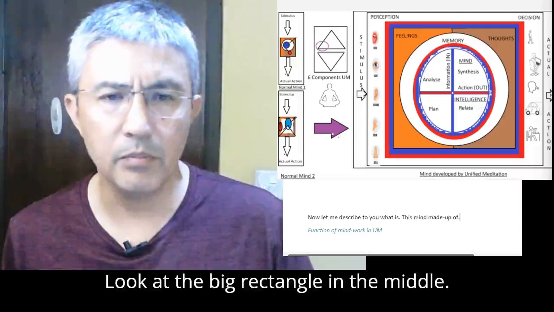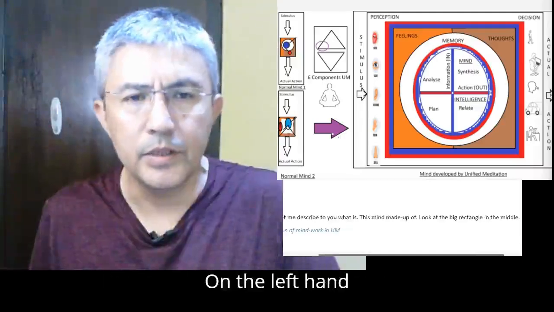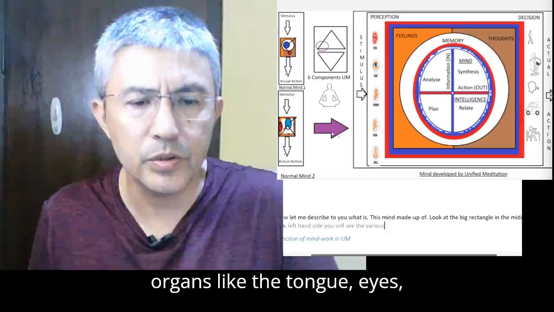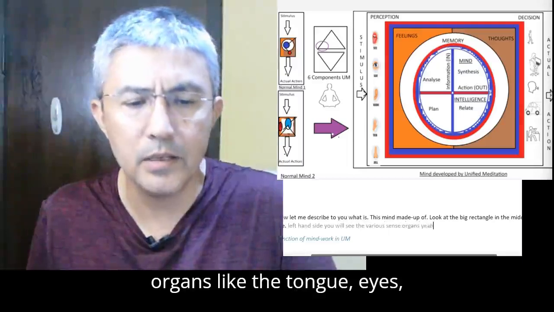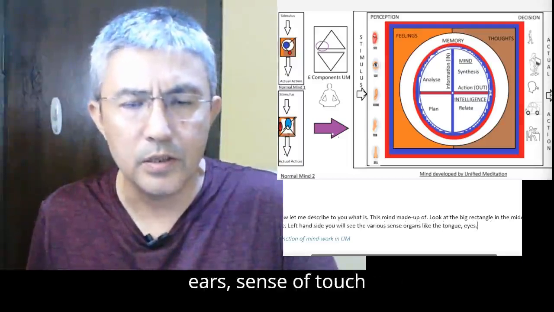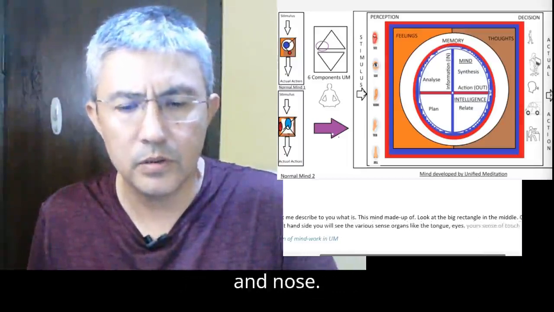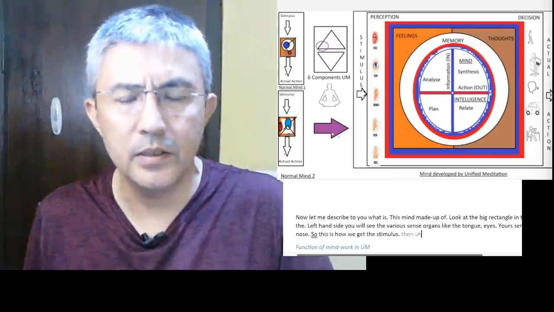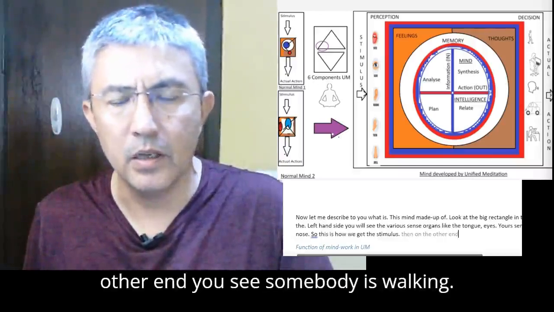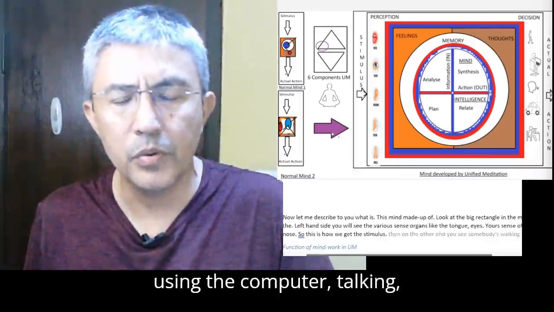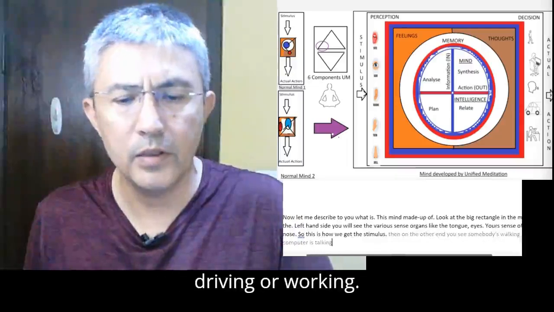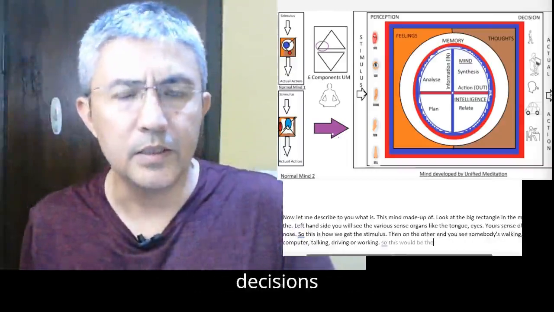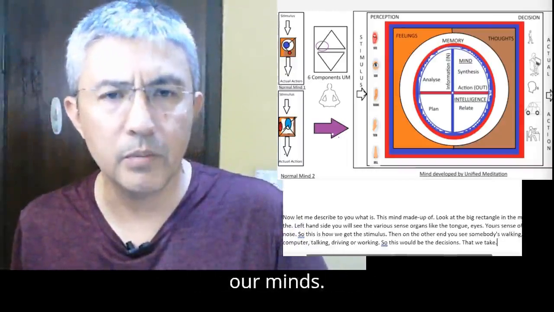Look at the big rectangle in the middle. On the left hand side you will see the various sense organs like the tongue, eyes, ears, sense of touch, and nose. So this is how we get the stimulus. Then on the other end, you see somebody walking, using the computer, talking, driving, or working. So these would be the decisions that we take with our minds.